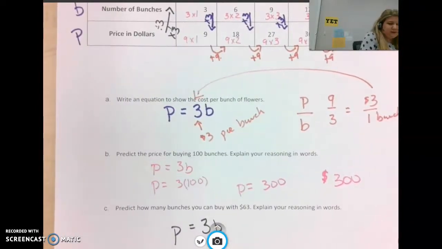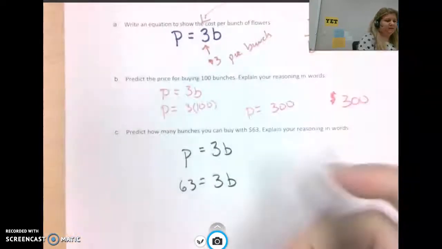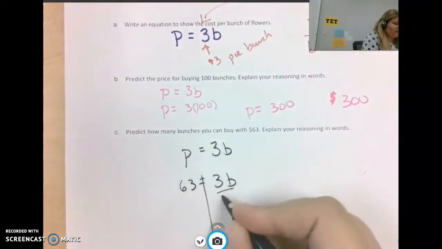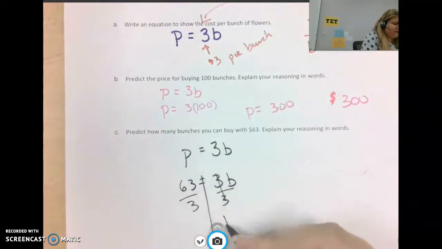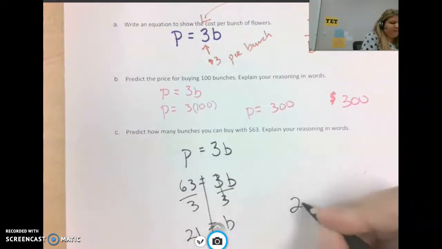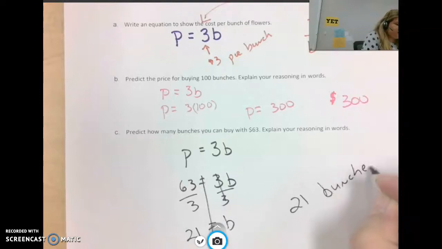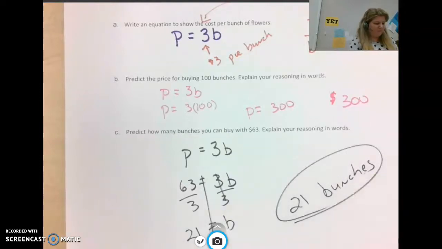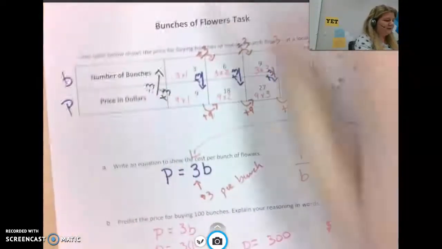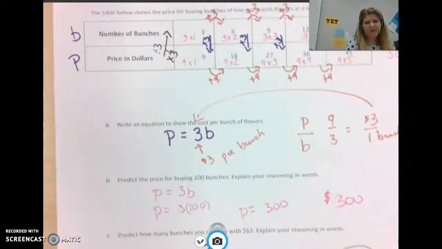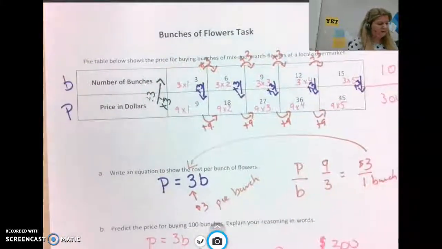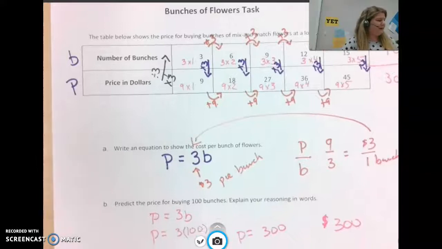$63 is $3 per bunch times the number of bunches. Then I would divide by 3 to solve this, and the bunches is 21. Final answer, 21 bunches of flowers. So, hopefully we've had lots of rich discussion in class about this. And if you're at home, hopefully you got a little something, just kind of connecting to what we already know and looking for patterns and getting ready for our new unit.